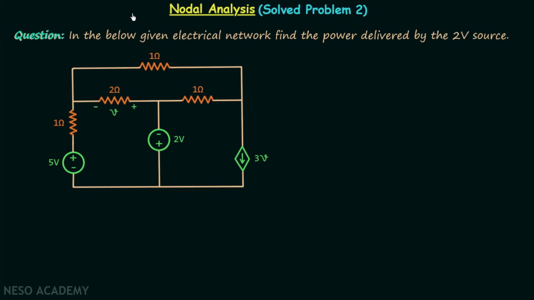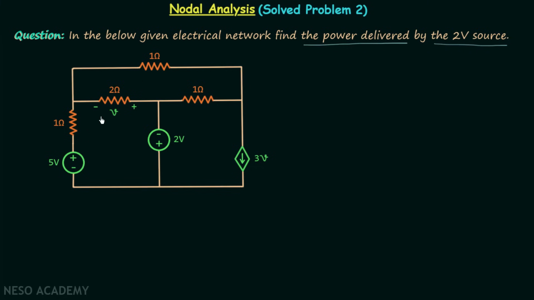Now we will perform the nodal analysis when there is a dependent source present in the network, and according to the problem, we are required to find the power delivered by the 2-volt source.